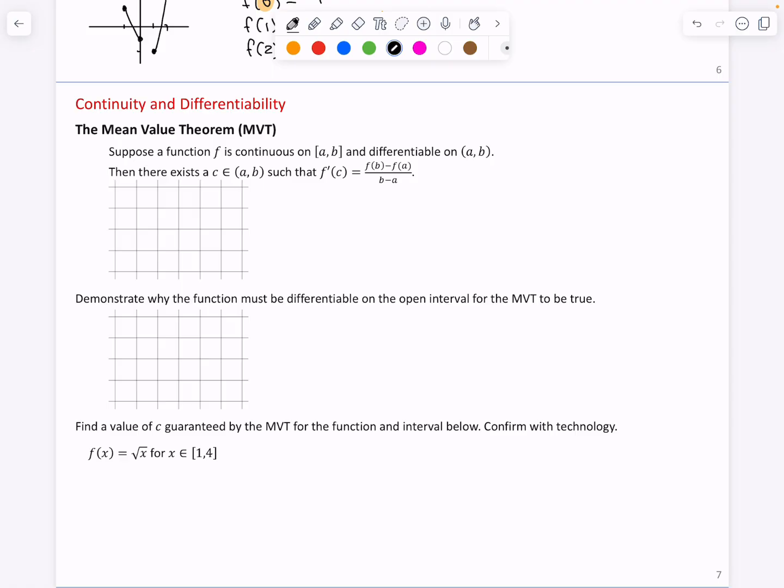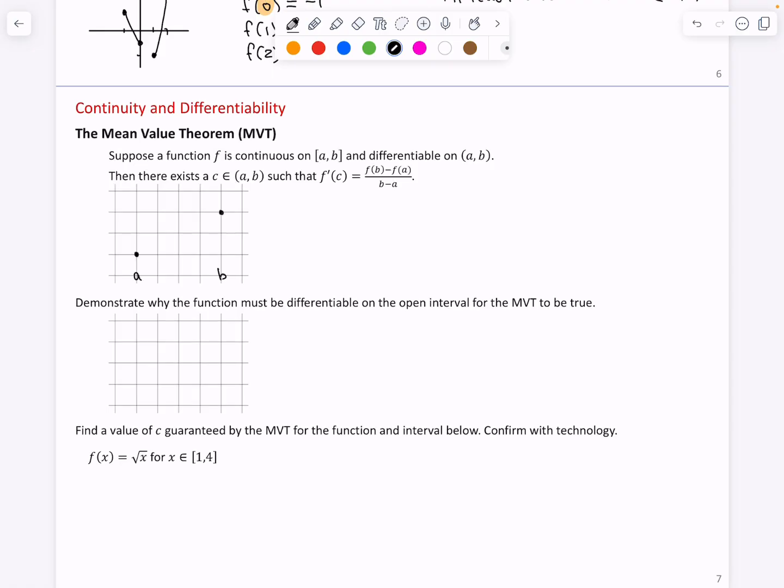So once again, we're starting with a function that is continuous on a closed interval and differentiable on the open interval. So for all the interior points, we can draw a tangent line and find its slope. Now this expression right here, f of b minus f of a over b minus a, that's the average rate of change of the function between x equals a and x equals b. It's the slope of this secant line.